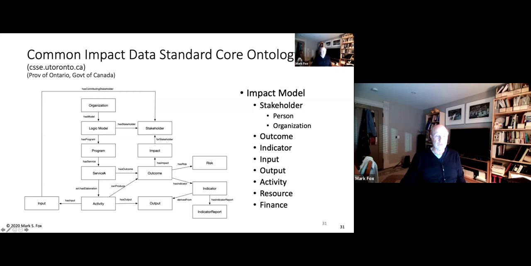But a service, and here's where it becomes important, has one or more outcomes. And the outcome is meant to impact the stakeholders. The whole point is for the service to have an outcome that has a positive impact on the stakeholders. And we also define for any outcome, what are the risks of achieving that positive impact, and what are the indicators for measuring that outcome. So that's the core of concepts and properties. There's a lot more to it than that.